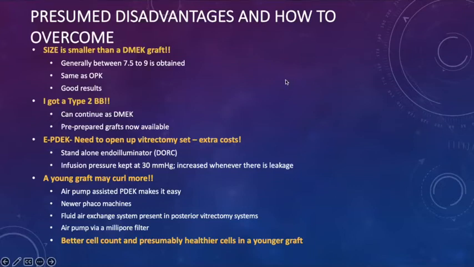So what are the presumed disadvantages and how to overcome them? This is what people ask us. Size is smaller than a DMEC graft. Generally, I obtain between 7.5 to 9 mm, and the standard is about 8 mm. So that's about the same as an OPK and very close to that of a DMEC. So we get good results with that.